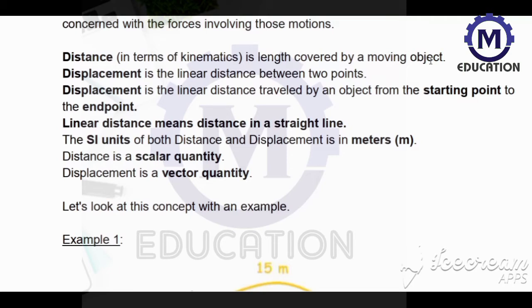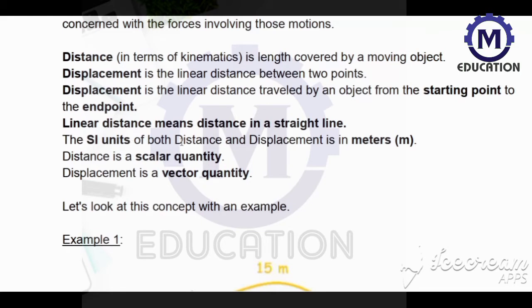After distance, the next topic is displacement. Displacement is the linear distance between 2 points. Linear means straight distance, or in other words, displacement is the shortest distance between 2 points. Displacement is the linear distance traveled by an object from starting point to end point. What is linear distance? Linear distance means distance in a straight line with a fixed direction.